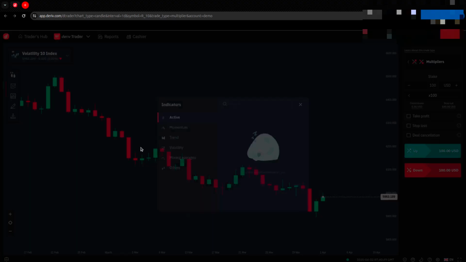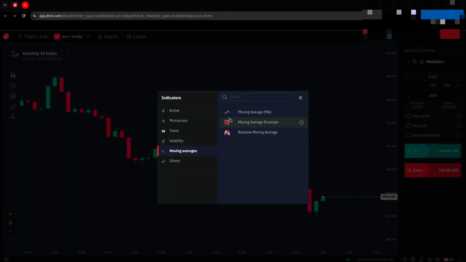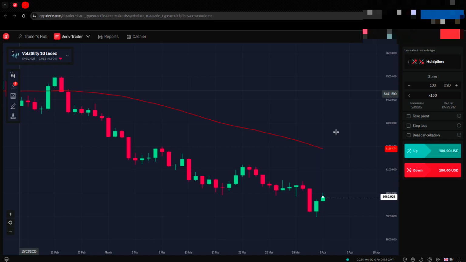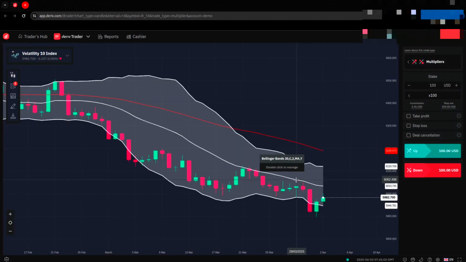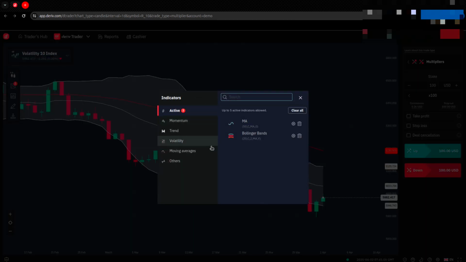The moving average appears as a red line. The Bollinger Bands display as 3 white lines, but I'm more interested in the middle white line, which is the simple moving average, and the stochastic oscillator appears at the bottom of the chart.